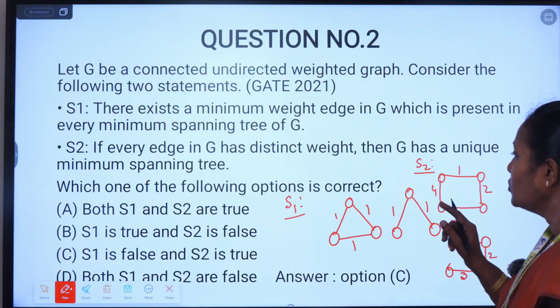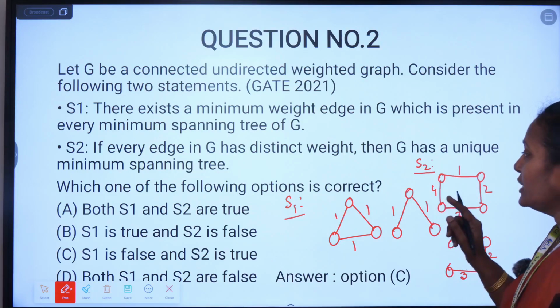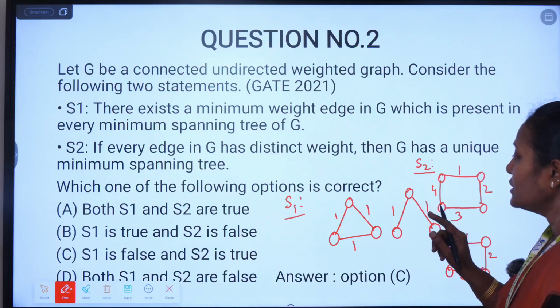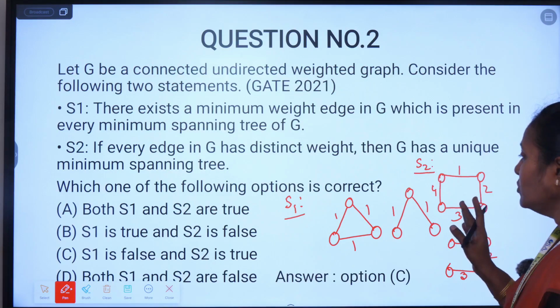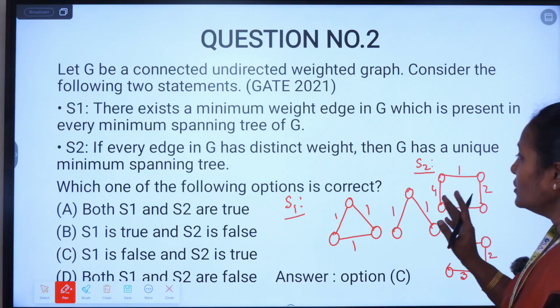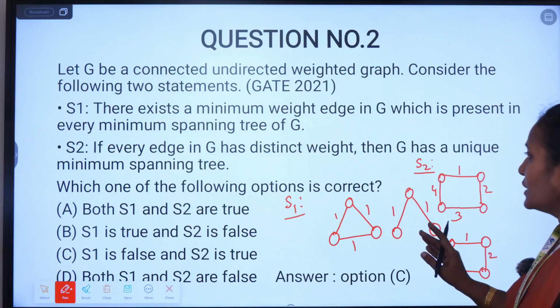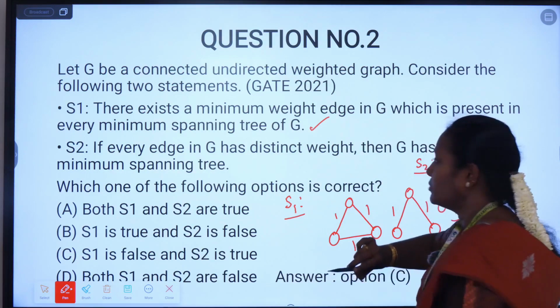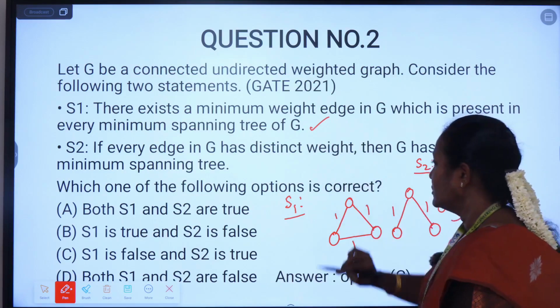Okay, which of the following options is correct? Option A: both S1 and S2 are true. Second one: S1 is true and S2 is false. Option C: S1 is false and S2 is true. Option D: S1 and S2 are false. So we are going to check which option is correct. Okay, so we have two statements. The first statement is this one. So we are going to check with this one.